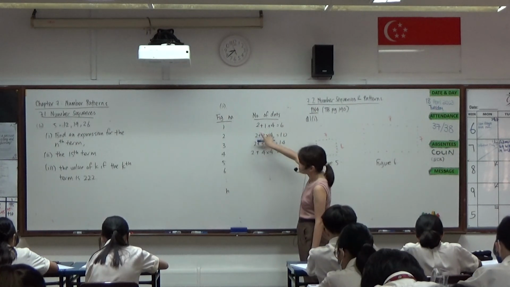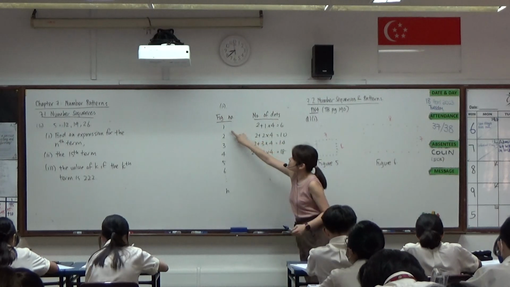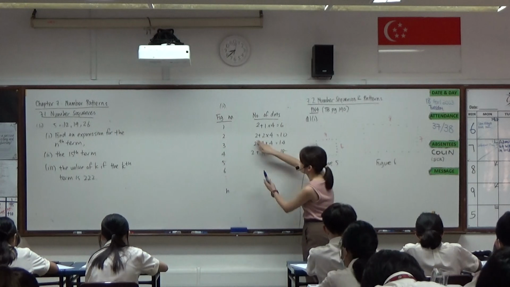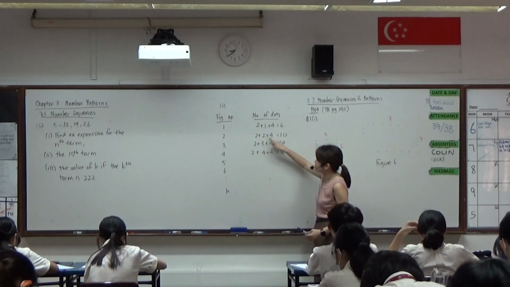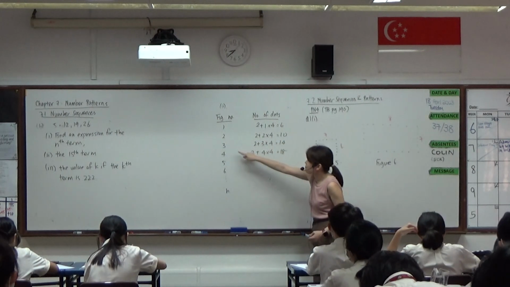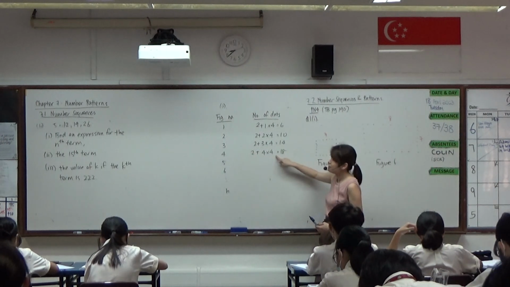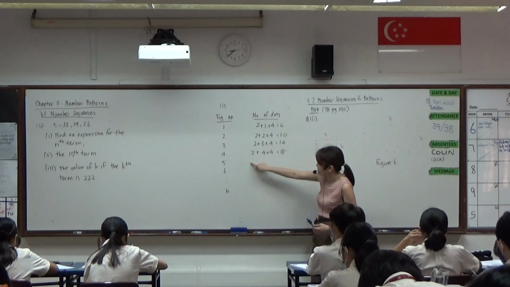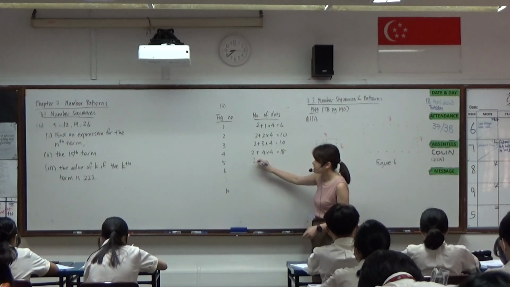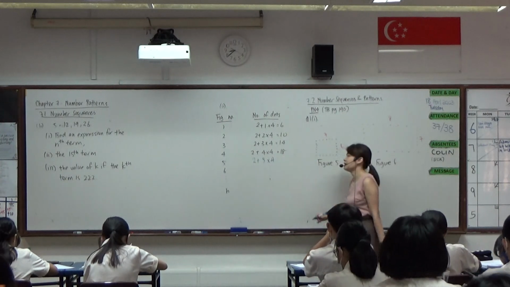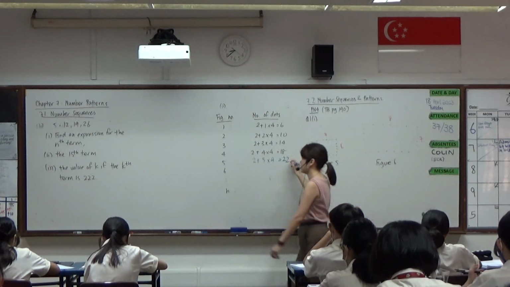Follow the pattern. First figure, there are 2 plus 1 times 4 dots. Then on the second figure, we have 2 plus 2 times 4. Third figure, we have 2 plus 3 times 4. Fourth figure, 2 plus 4 times 4. So follow the same structure. Tell me what it is. Should be 2 plus 5 times 4, that will give us 22.